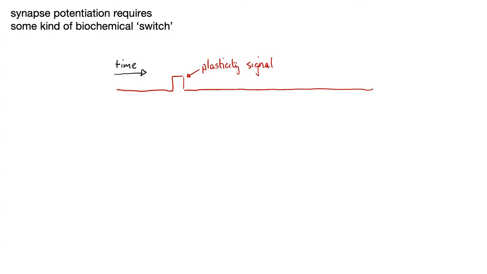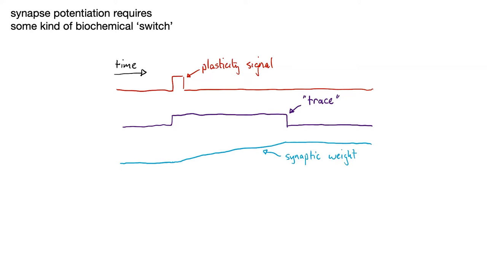So another idea that's supported by a lot of experimental evidence and also makes sense is that potentiation or any significant change to a synapse needs some kind of switch, a kind of threshold to engage the process. So what I mean by that is that in time, there's some kind of discrete plasticity signal, some event, something surprising happens in the external world. There's some kind of residual trace of this event at the relevant synapses in the brain. This trace is held for a period of time during which the strength or synaptic weight increases over time.